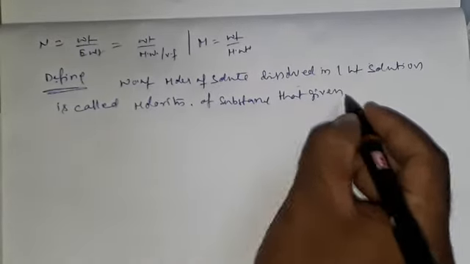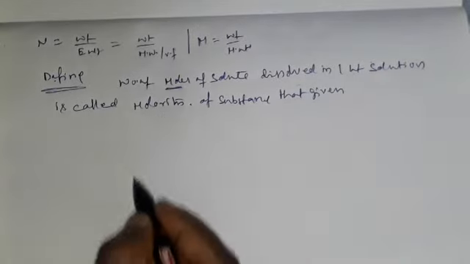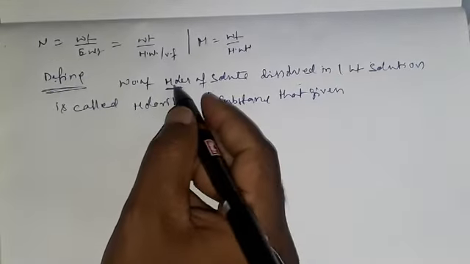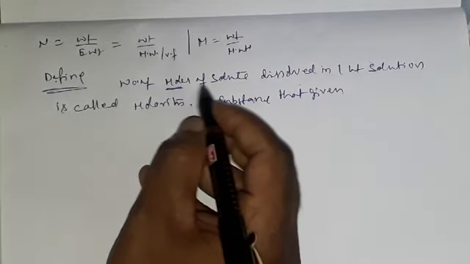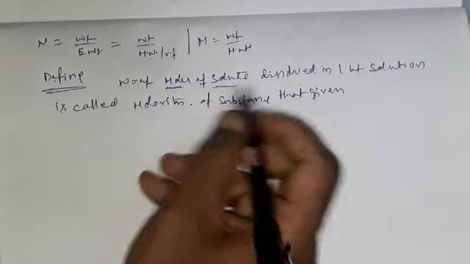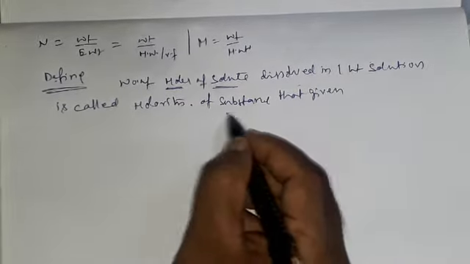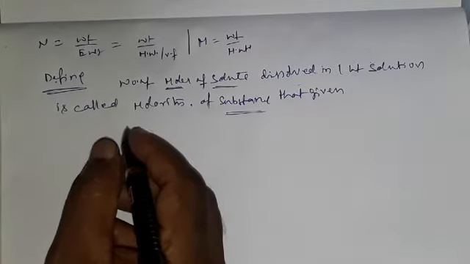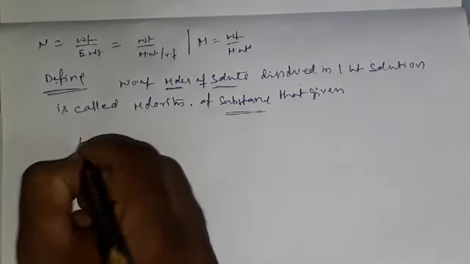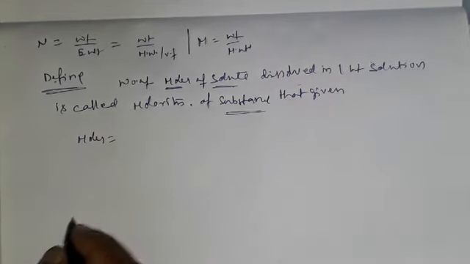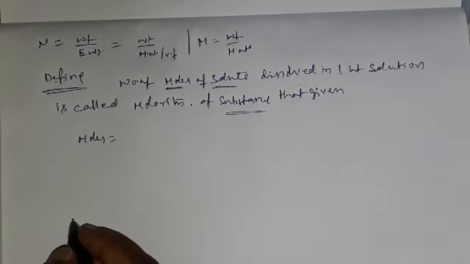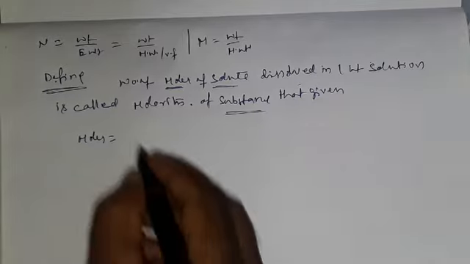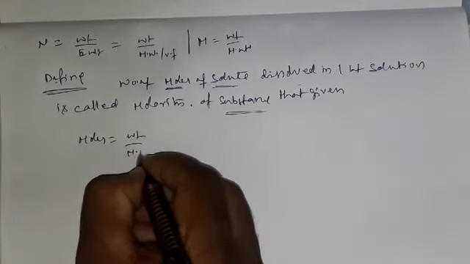Suppose 2 moles of solute NaCl are dissolved in 1 liter of solution, then the molarity of NaCl comes there. So moles equal what now? Moles equal weight by molecular weight. The moles formula is weight by molecular weight.